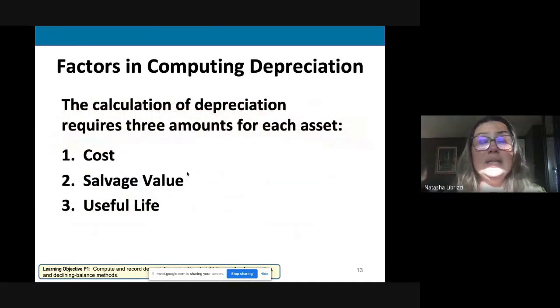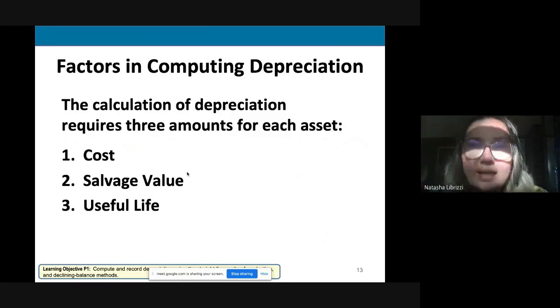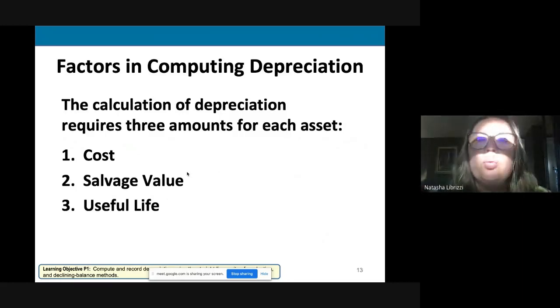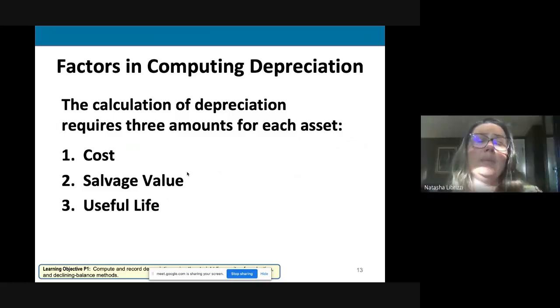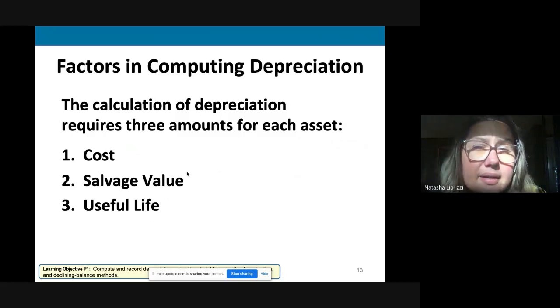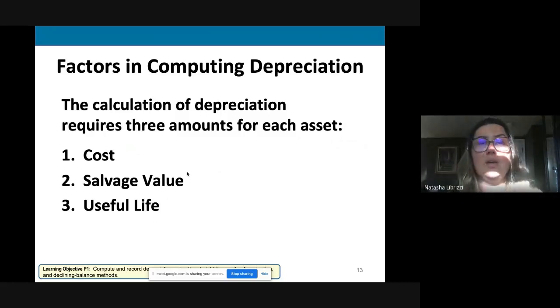Okay, so we need a couple things to do this. We're going to need the initial cost. It's important: not the appraised value in the market, but what you actually paid. Then the salvage value, what it's worth at the end of its life. Do you think you can get something for that computer at the end of its life? Do you think somebody will pay you some money for that car at the end of its life? That portion of the cost doesn't need to be depreciated.